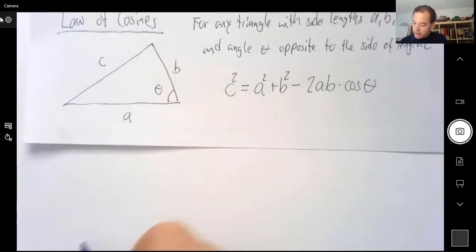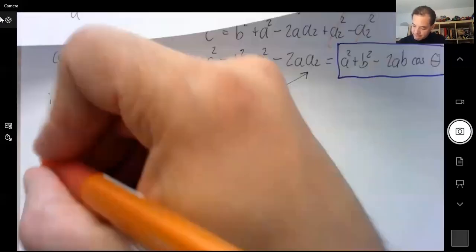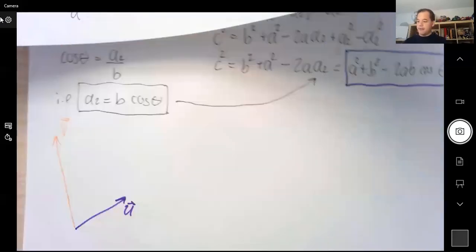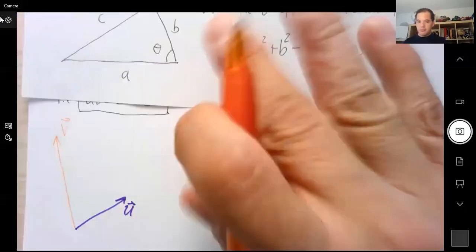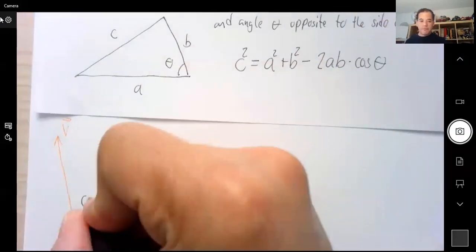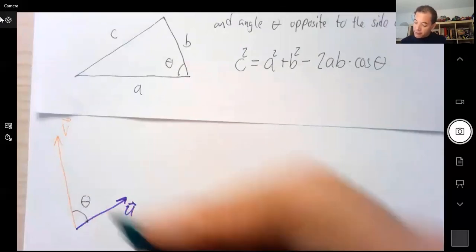So here's a generic U. Imagine that we are in 3-space. So there's the vector U. And here's the vector V. And there is an angle between them, an angle theta. All right. Now I need to have a triangle to apply the law of cosines. So I have to complete this one over here, right?